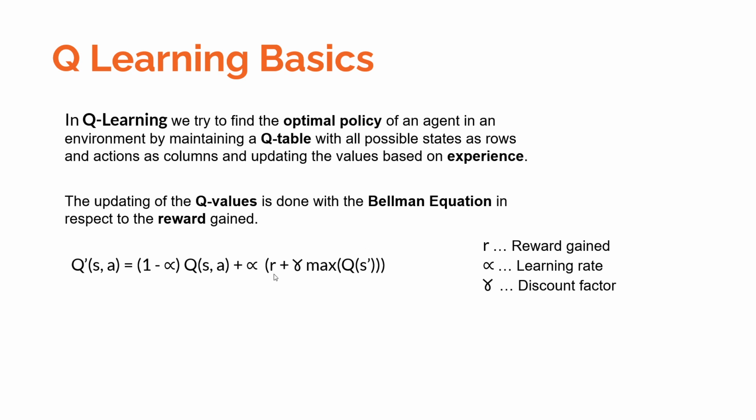That is basically the current reward that we got for this state-action combination. And then we add to that the maximum of the new reward in the new state. This maximum also gets multiplied by the discount factor. With this discount factor, we can basically say how much we value future rewards in relation to current rewards.